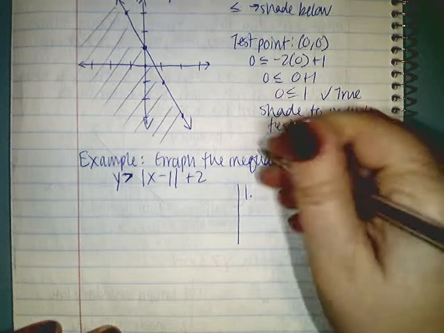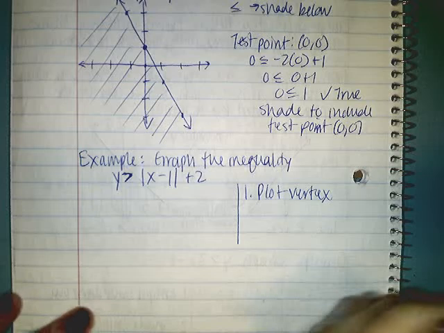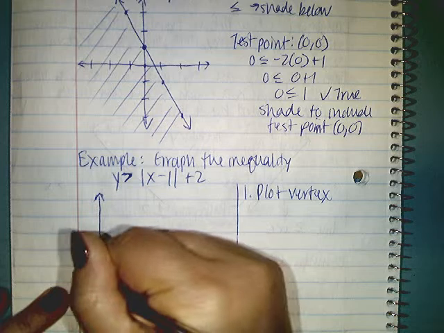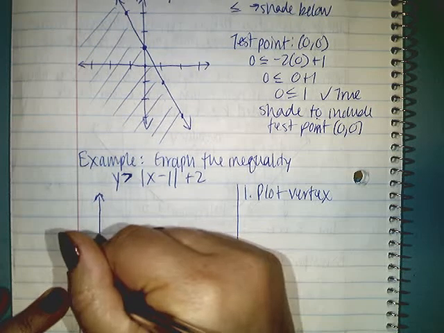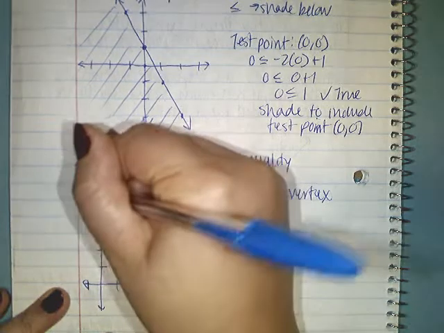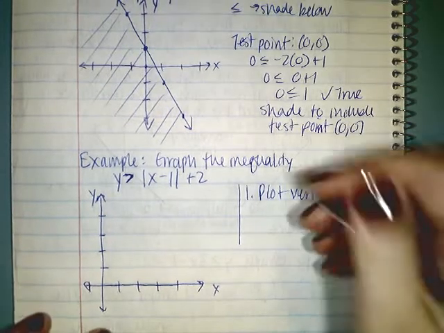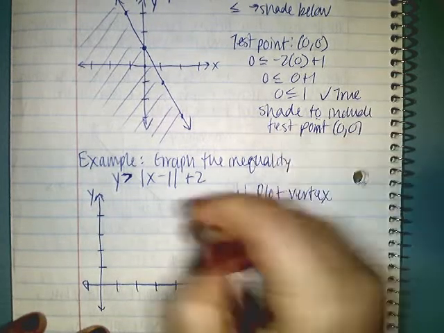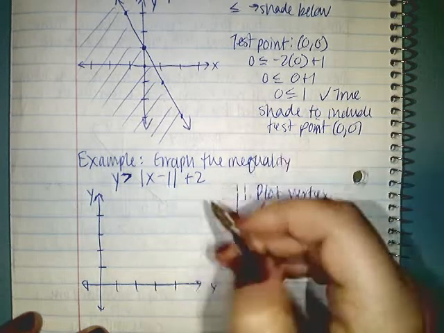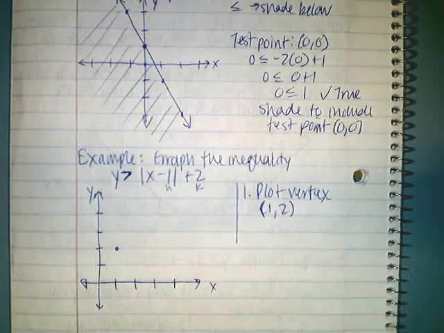So our first step is going to be plot the vertex. In order to plot the vertex, I need to remember what the vertex is. So for this one, my vertex in this case is going to be 1, since I always switch the sign for my x value, and 2. So my vertex here is 1, 2, because I know h and k. So I go to 1, 2, plot my vertex.